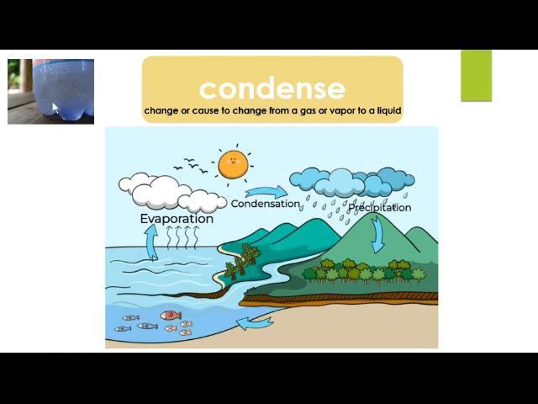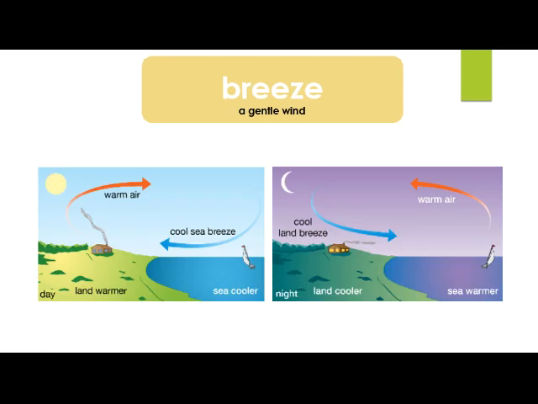You might see this happen around maybe a cold bottle of water or a cold glass of water. You can see that little liquid droplets form on the outside. That's condensation. This word is breeze. A breeze is a gentle wind. We have sea breezes and we have land breezes. So breezes can move water vapor around and it can help with the water cycle.